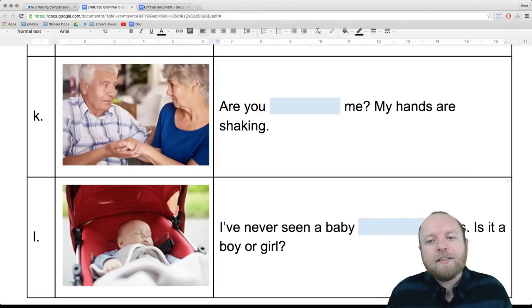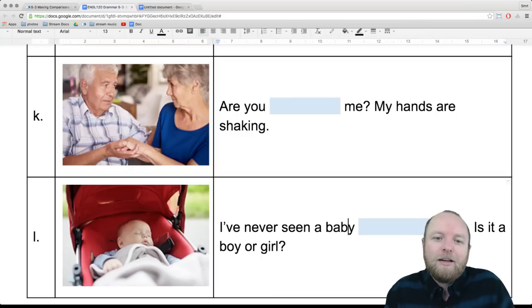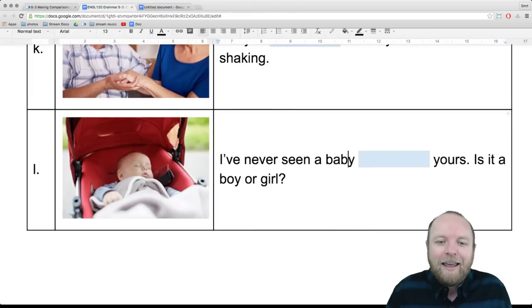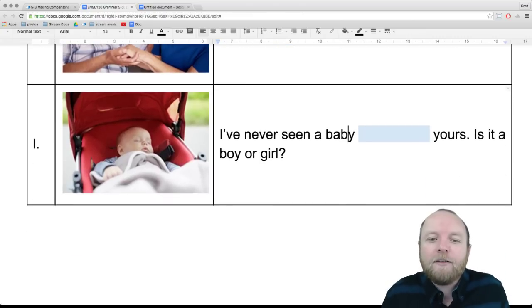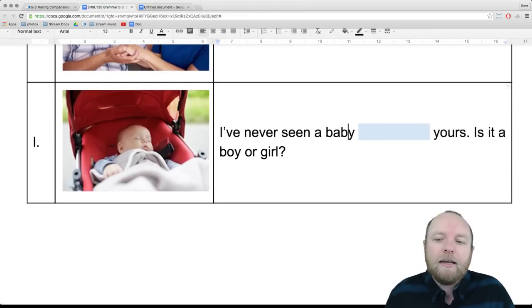So are you as nervous as me? Are, right? So we need an adjective. Are you as cold as me? Are you as shocked as me? Right? Good, guys. And the last one, I've never seen a baby something yours. Is it a boy or girl? What could we say? L.